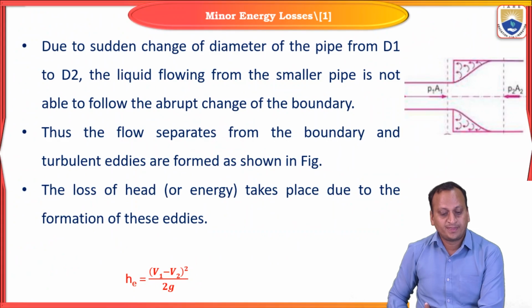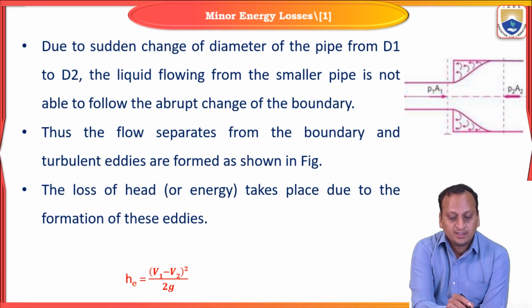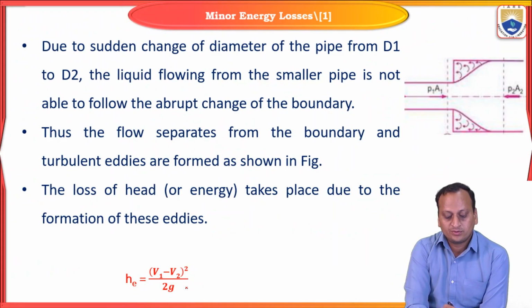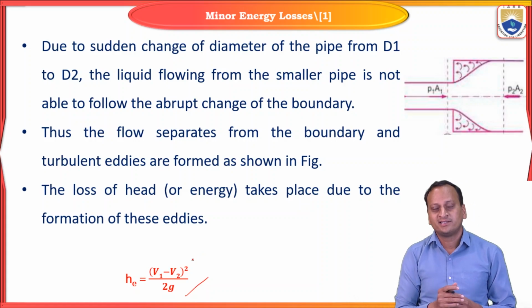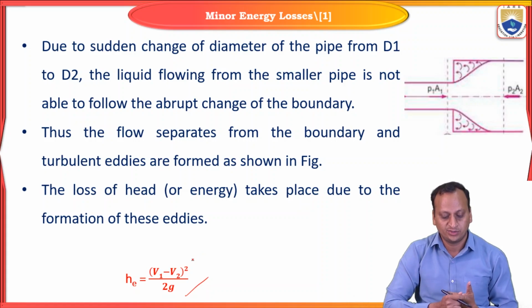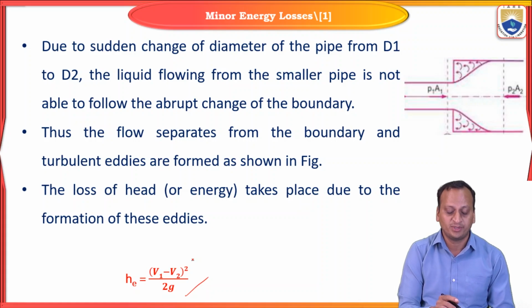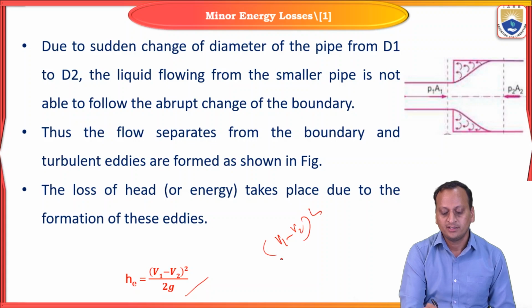So for this, the equation is V1 minus V2 square by 2g. This is the loss of energy due to sudden expansion. While the sudden expansion takes place, flow separation occurs. Due to that, the energy lost can be calculated using V1 minus V2 whole square by 2g.